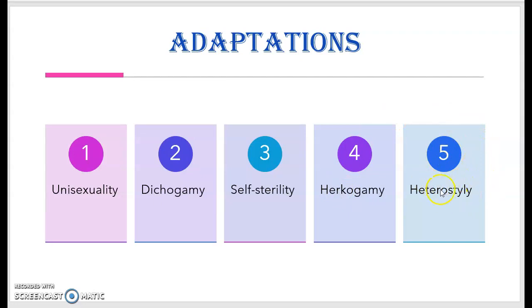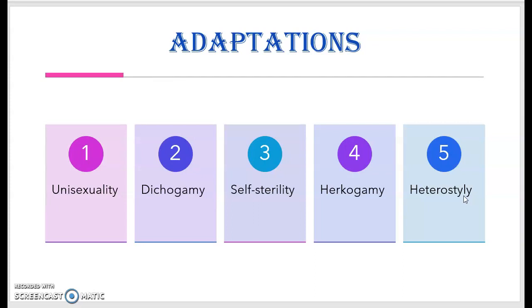And then the next one is heterostyly. You may know the meaning of the word hetero. Hetero means different. Styly is for the word style. So heterostyly means the length of the style is different from the length of the filament. Right? You can understand what a style is. Style is the middle segment which connects the stigma and the ovary. Isn't it? Now, what is a filament? The stalk of the anther.